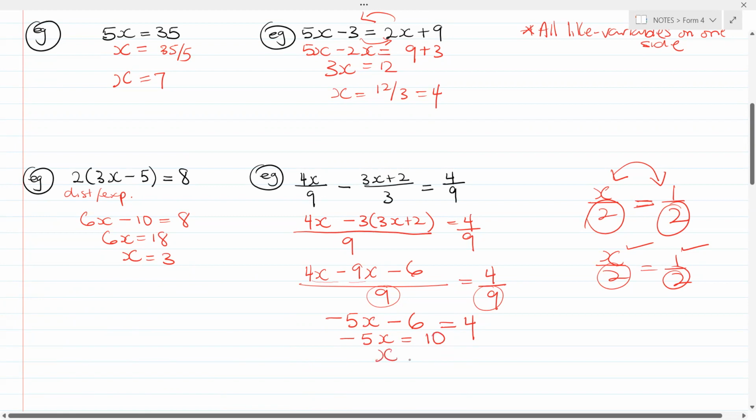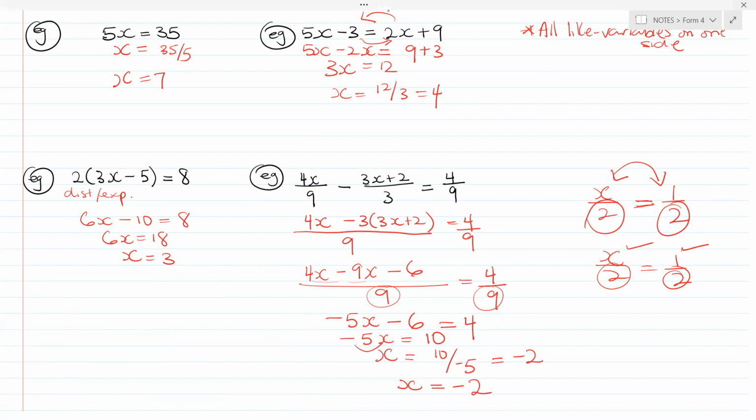And then x is equal to, so I know you're seeing a negative, so you might want to say 10 plus 5. But remember, this is not subtraction, this is multiplication. It's negative 5 multiplying by x. So if we're moving negative 5, we need to send it across to divide. So it's going to be 10 divided by negative 5, which is negative 2. So x is equal to negative 2 in this example.